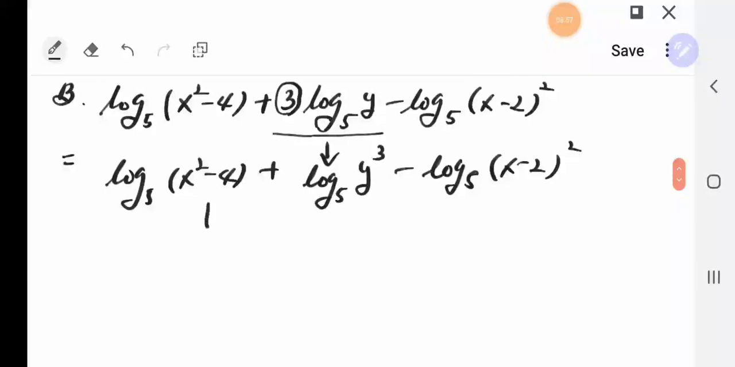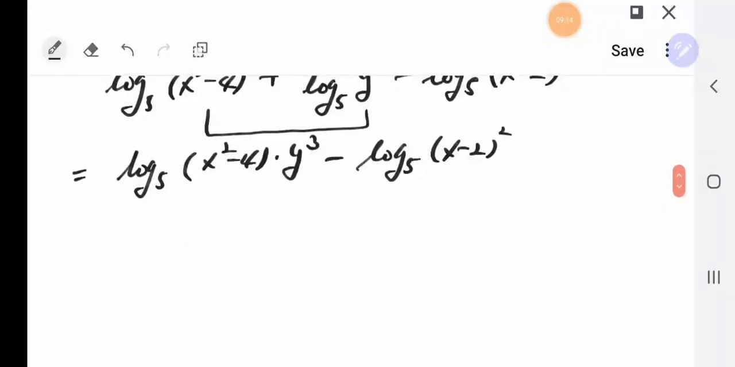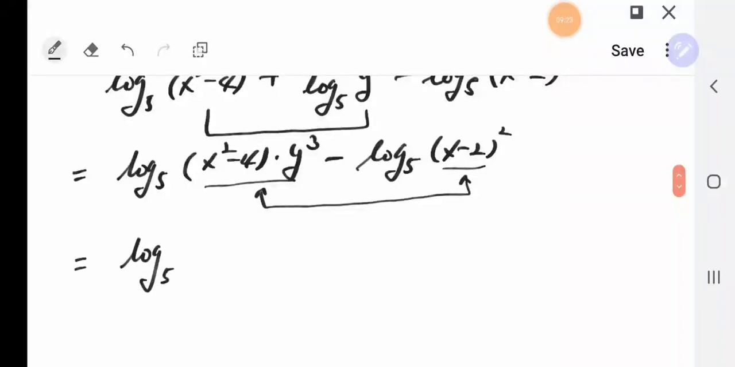Okay, now let's put these two terms together. Since it's plus, let's make it a product. So x squared minus 4 times y cubed, minus logarithm base 5 of x minus 2 squared. And this is minus, so we can make these two a quotient. So there will be logarithm base 5 of, the numerator will be the first one, and the denominator is the second part, x minus 2 squared.